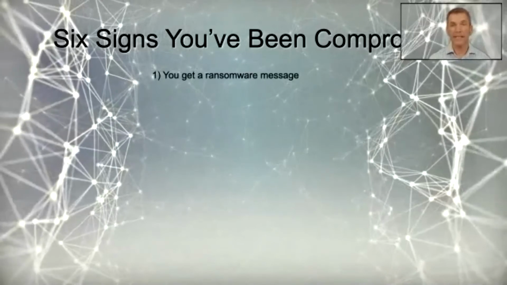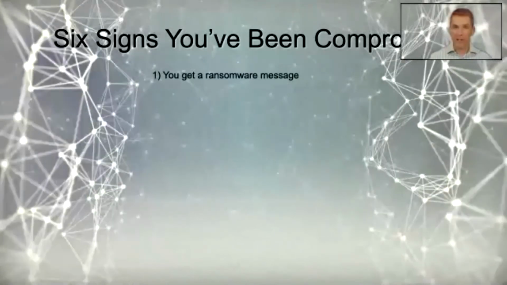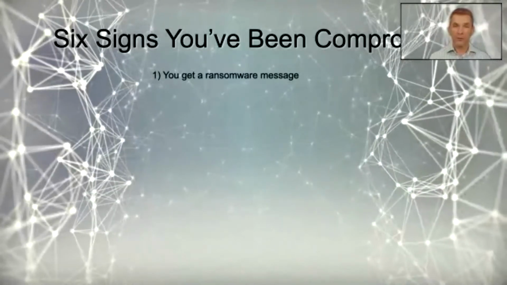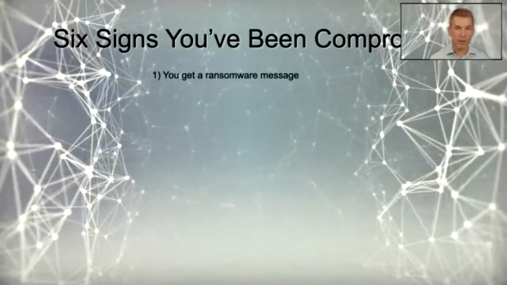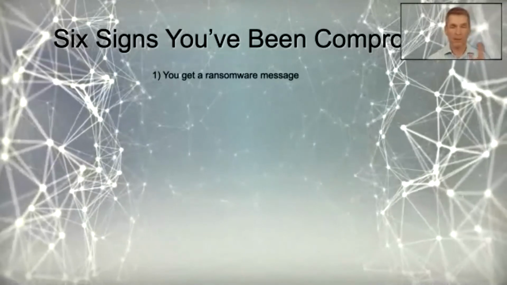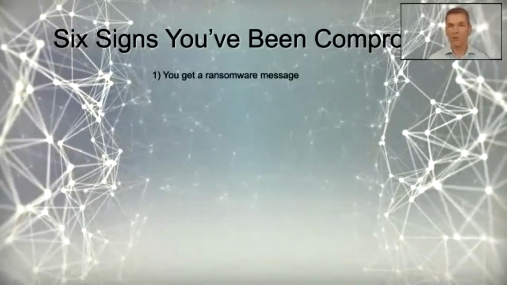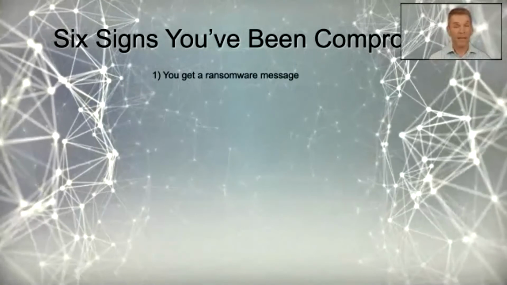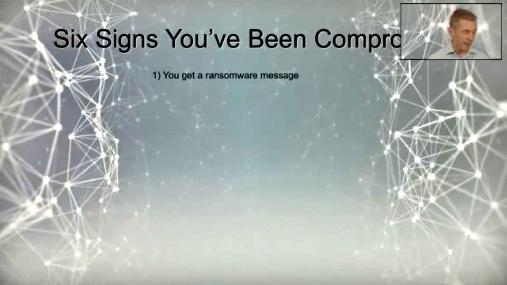Number 1, you get a ransomware message. That was that thing that we saw on the screen before, saying, oh, your computer's been locked. You need to pay us $1 billion in Bitcoin to an anonymous account, or whatever it may be. That's a bad start to a bad day.